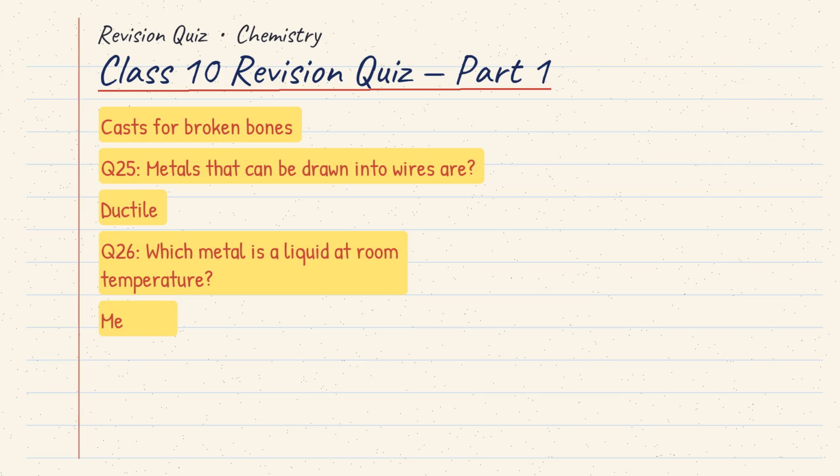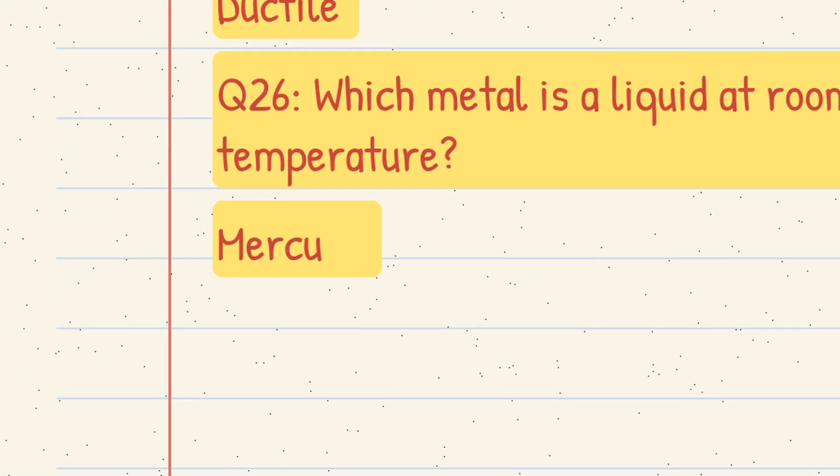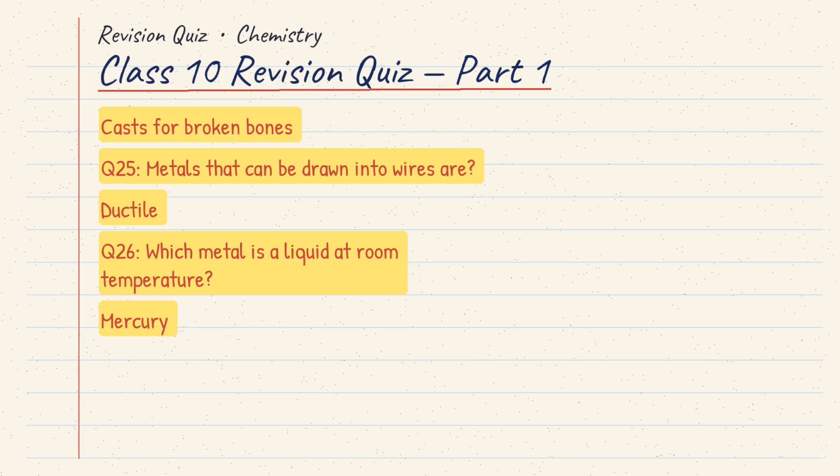The answer is mercury, a famous exception among metals. Question 27. Which non-metal conducts electricity? Pause and think.